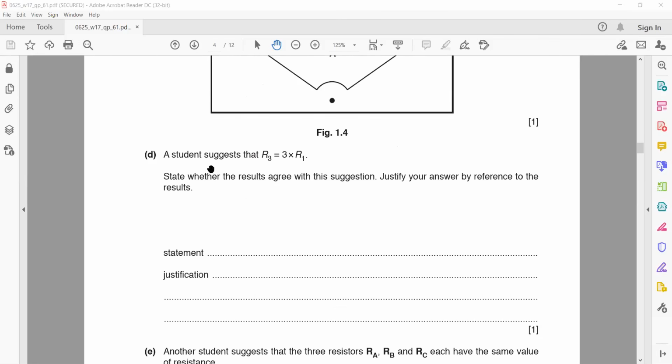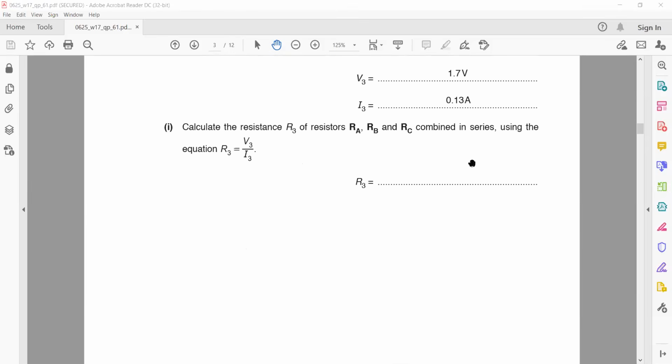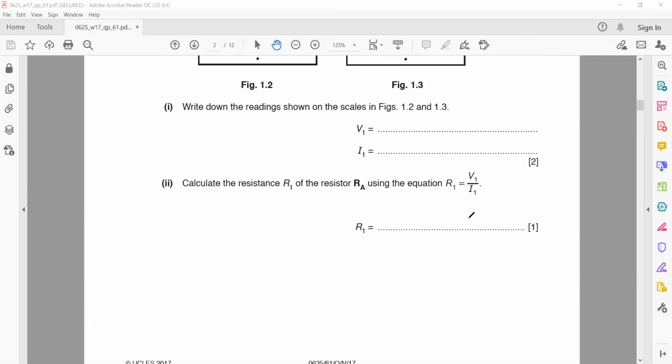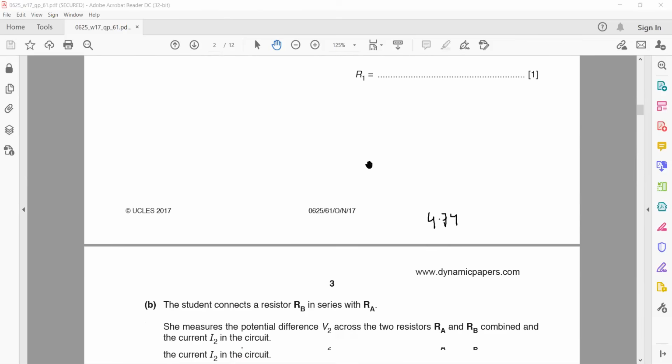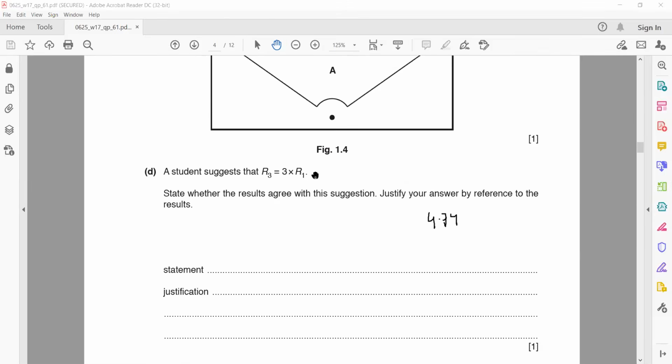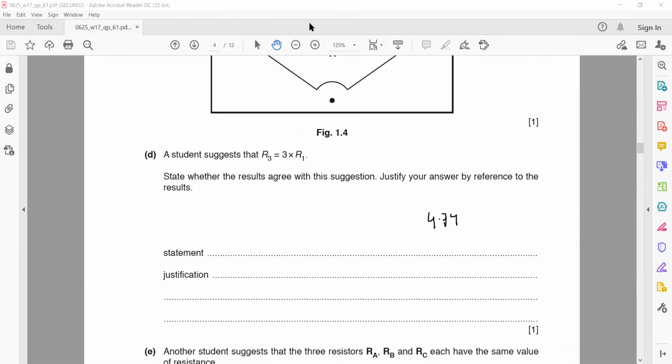Then the student suggested that R3 equals 3R1, meaning the value of R3 is equal to 3 times R1. What was the value of R1 when we worked it out the first time? The value of R1, V1 divided by I1, was 4.74 or 4.7. And what is the value of R3 when we calculate it? That is 13.1.